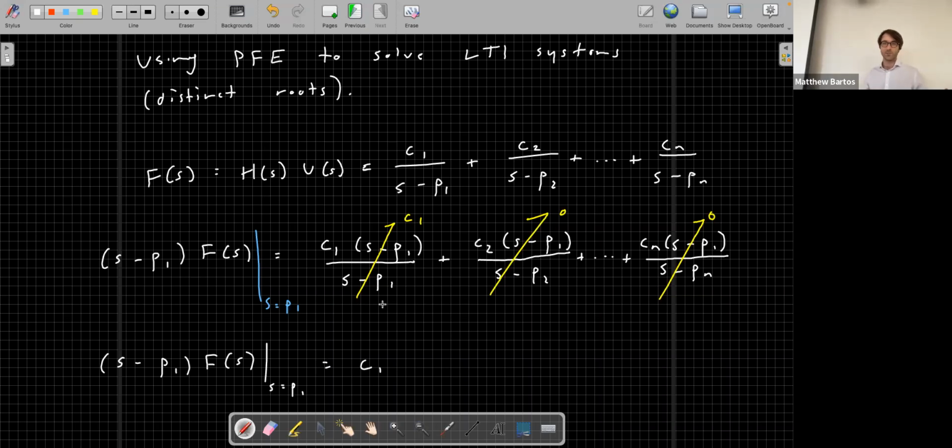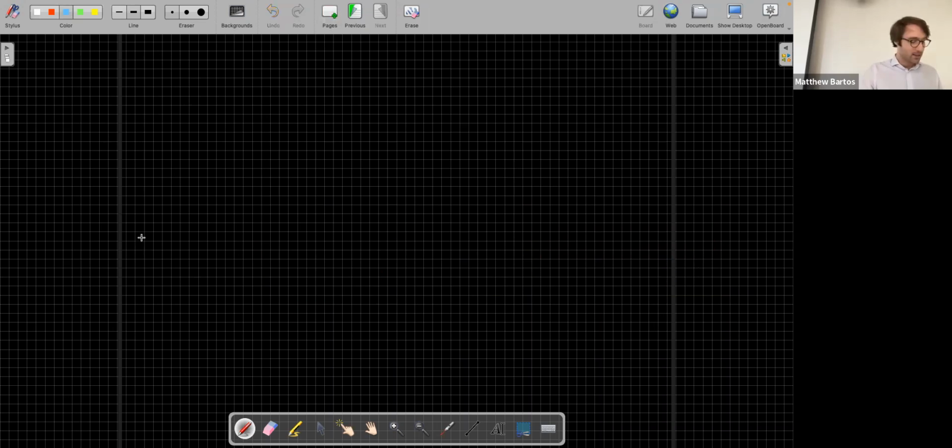So this gives us a procedure for finding each one of these coefficients, C1 through Cn. We simply go through and multiply by the root, so s minus p1, s minus p2, and so on up to s minus pn. And we can use this fact to find each one of these coefficients C1 through Cn. So what I wanted to start with today is to show you a quick numerical example to make this clear. You will be using this procedure in the homework.